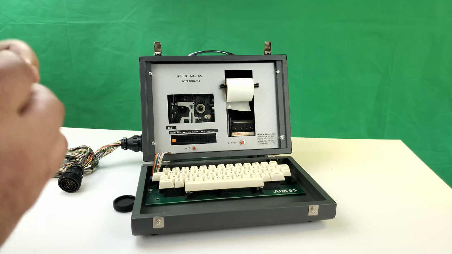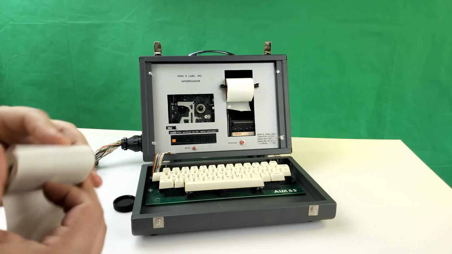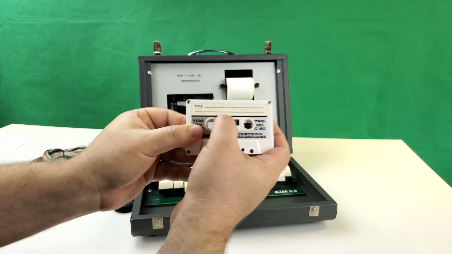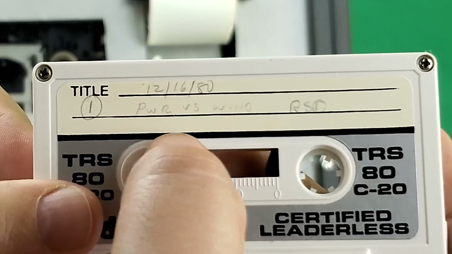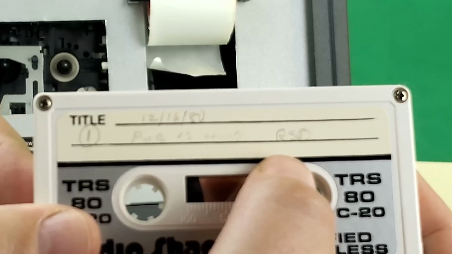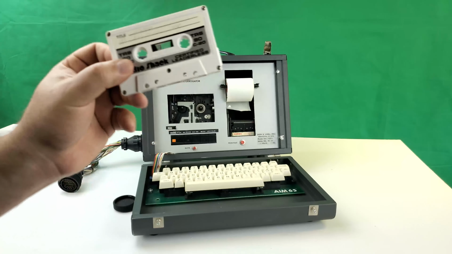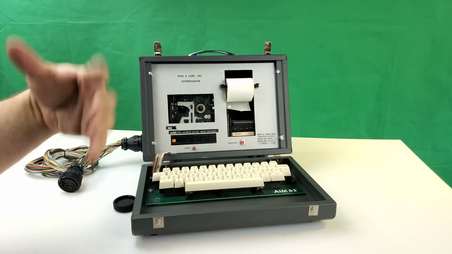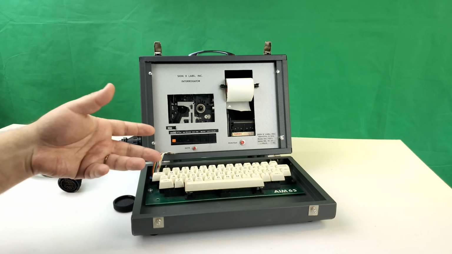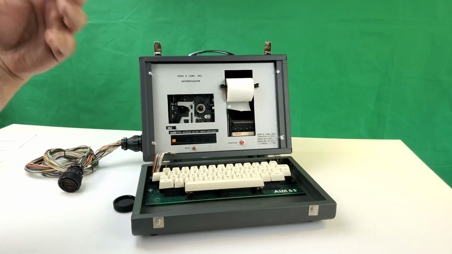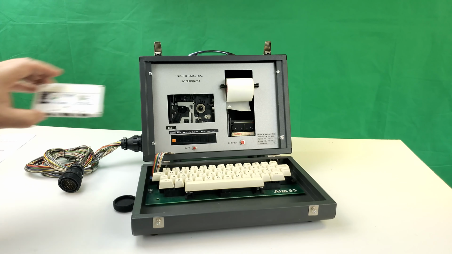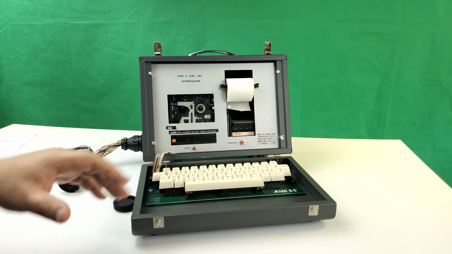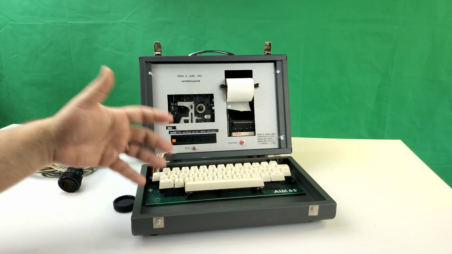And I kind of think, based on this, and based on this tape here, which says "power versus wind, RSD," I think that this may have been some sort of a monitoring system for maybe some sort of power generator, is my guess. Maybe a wind power generator back in 1980, looks like, when this tape was made. So thinking about it that way, that might kind of make sense.